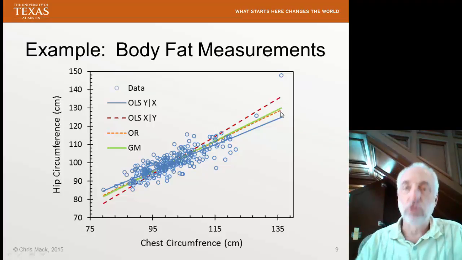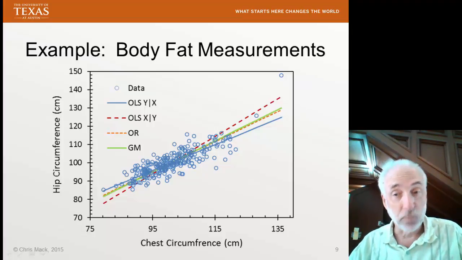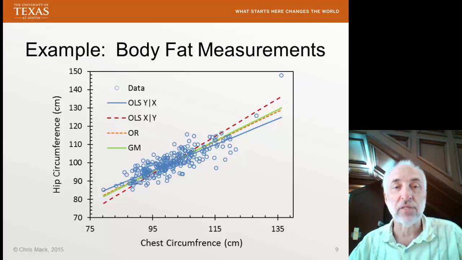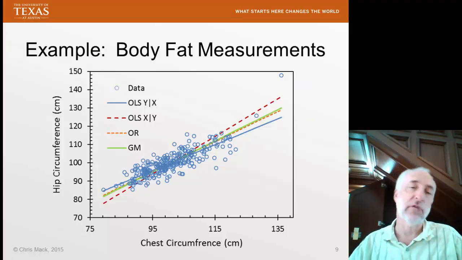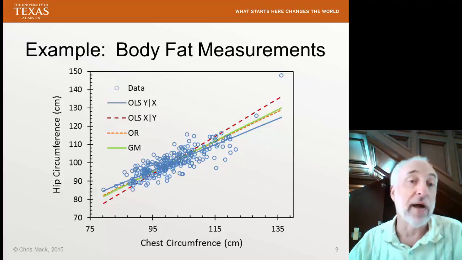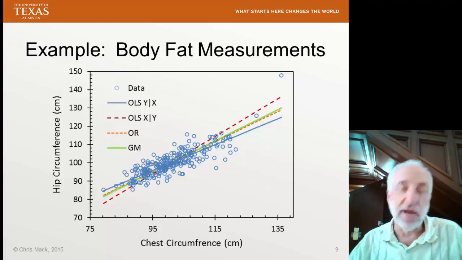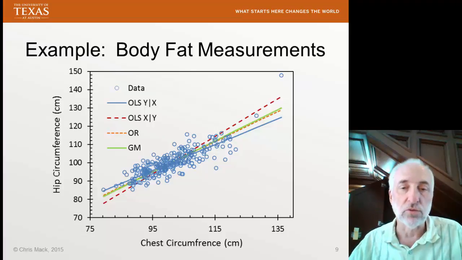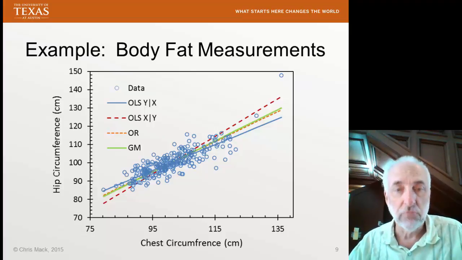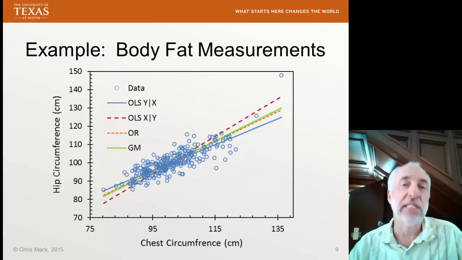Now in this case, I also show the orthogonal regression result at the same time. It's about the same as the geometric mean regression. That just is because in this particular case, variance of x, variance of y are about the same. So the assumptions of an orthogonal regression also hold true approximately here. Of course, that's not always the case. In fact, frequently not the case.